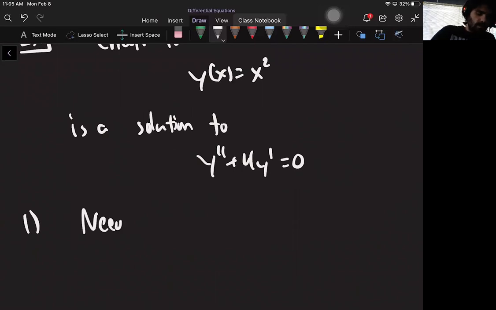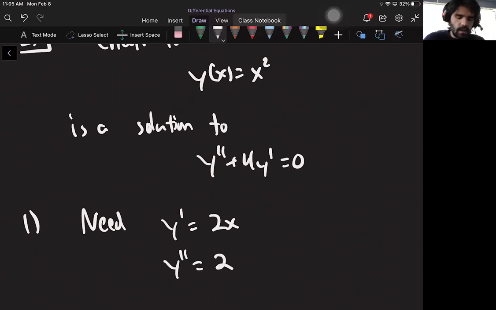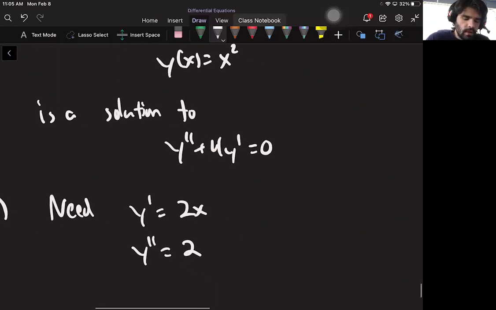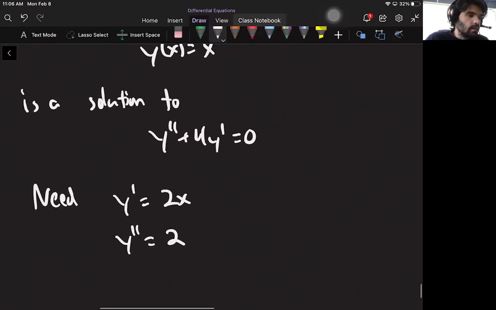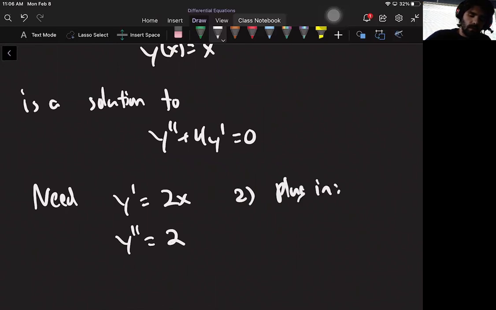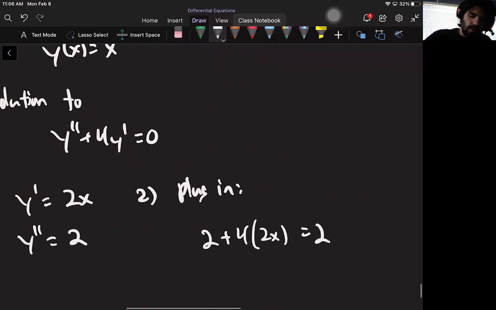So I need y prime, which is 2x, and I also need y double prime, which is 2. So notice I am getting a bit lazier, so I'm not writing y prime of x, I'm just writing y prime, but that's okay. It means the same thing. All right, so now we got to plug it in, and I'll get 2 plus 4 times 2x, which is 2 plus 8x, which is not the same as 0. So not a solution.